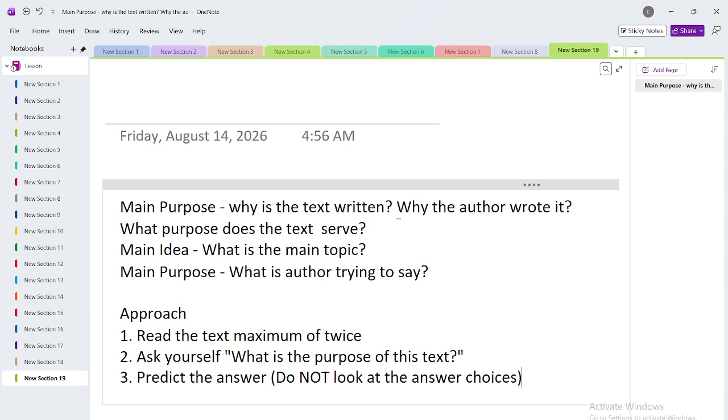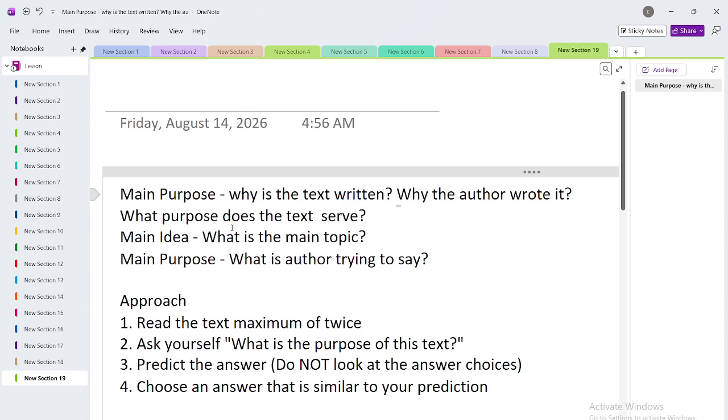And lastly, same thing as main idea questions because they are really similar in approach, choose an answer that is similar to your prediction, right? That's the last thing you do. So these are the 4 steps in how to solve main purpose questions. This might be really similar to main idea because the approaches of these question types are really similar.